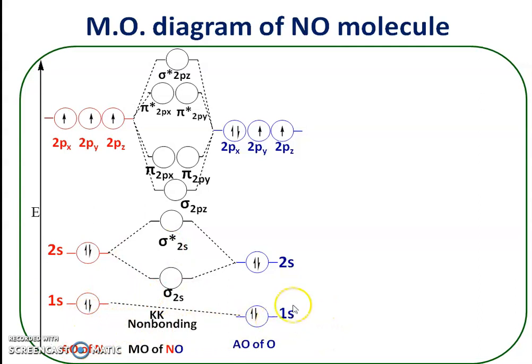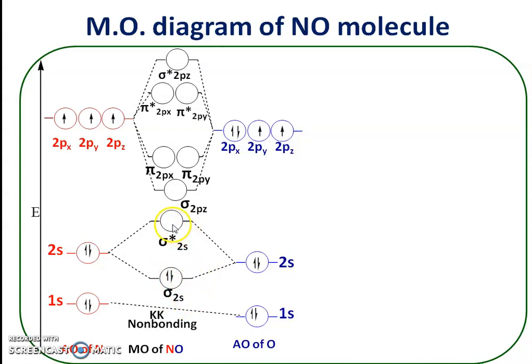Now the electrons present in the inner shell are not involved in the bonding process, whereas in the outermost shell of nitrogen there are 5 electrons and in the outermost shell of oxygen there are 6 electrons. So altogether 11 electrons are involved in the bonding process. These are accommodated in various molecular orbitals like this. The first, second, these 2 electrons are accommodated in the sigma 2s orbital, which has the lowest energy.